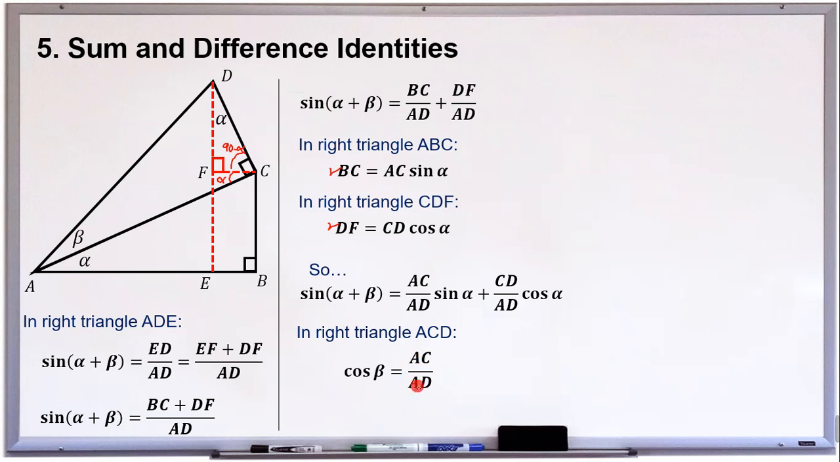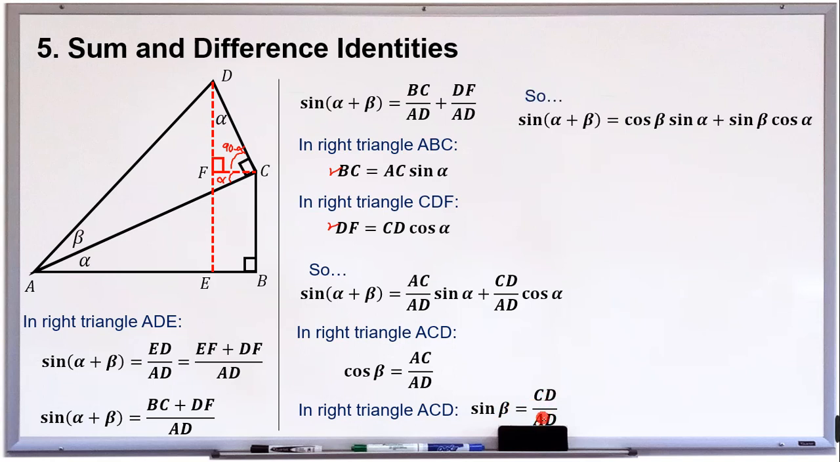So we have here AC over AD. And then in the right triangle ACD, so we have sine beta. The sine of this angle beta is simply equal to the opposite side, that is CD, over the hypotenuse AD. So we have here sine beta equals CD over AD.